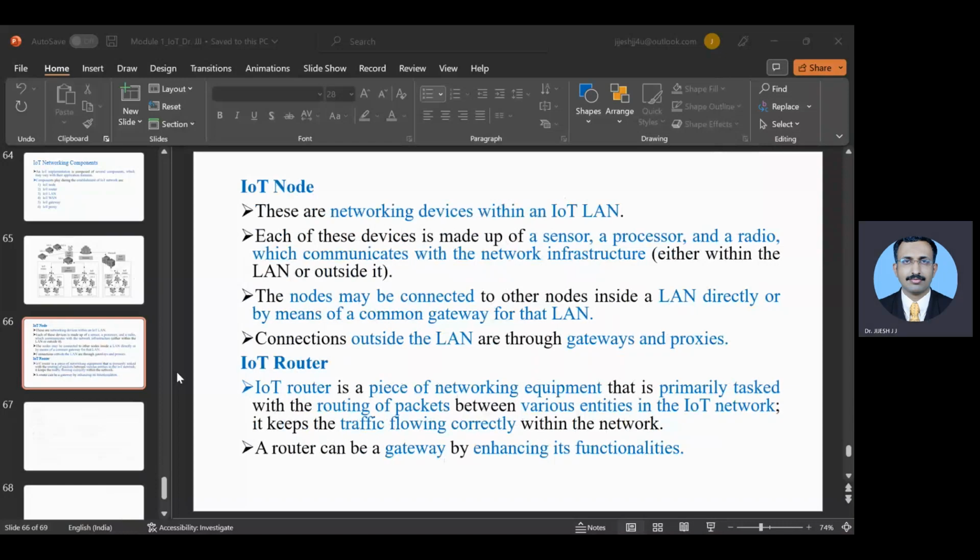Okay. Then the nodes may be connected inside the LAN directly by means of a common gateway of LAN. Then connection outside the LAN. What can you say? See, this much is the first one, PAN. Then what have we studied? So connection outside the LAN is through what connects the different LANs put together. What are they going to connect? That is with the help of the gateway or proxies.